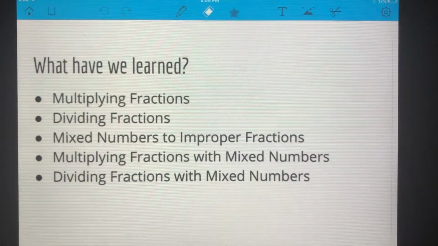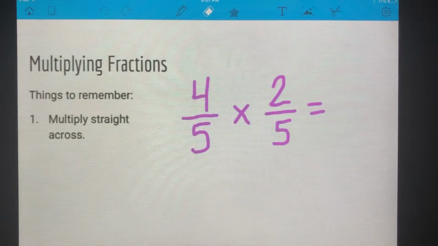Alright, so what have we learned these past couple weeks? So we have learned multiplying fractions, dividing fractions, mixed numbers to improper fractions, multiplying fractions with mixed numbers, and dividing fractions with mixed numbers. And then we've also learned how to do all of these in word problems as well. So you guys have been doing an amazing job. You have learned a lot in the past couple weeks. So kudos to you guys. All right. So let's review.